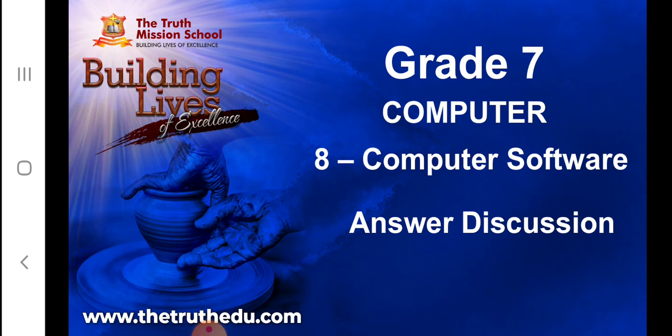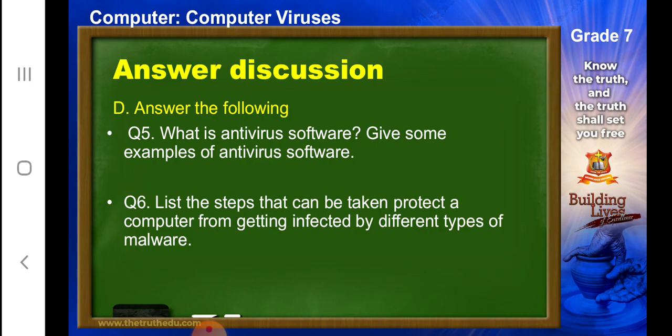This is the last day of this week, and also the last class before we go for the vacation. So, today we are going to discuss the answers for the questions which we have completed after our first discussion. We'll start here. What we'll answer first is question number 5 of "Answer the following", which is: what is an antivirus software, and give some examples of antivirus software.